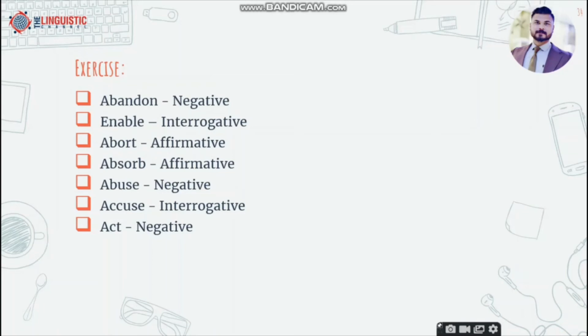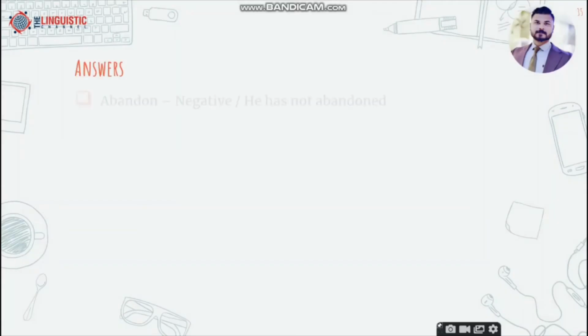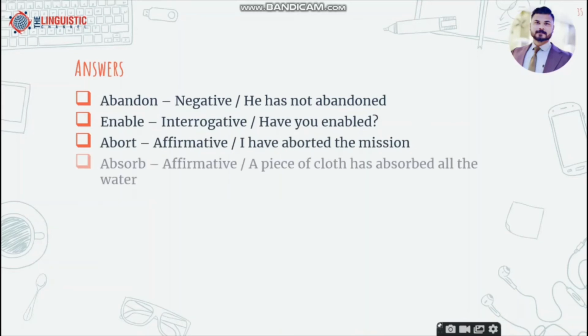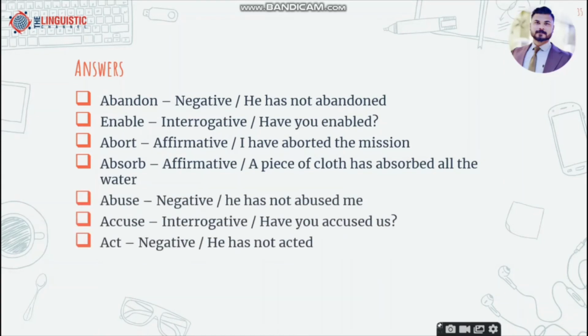Okay, now I think you have successfully made all the tenses. So let's check them. I asked you to make the negative of abundant. So you see here, he has not abundant, right? Next, enable, interrogative: have you enabled? You can put any object in it as you like. Actually, it's just an example, so I didn't add an object. Abort: I have aborted the mission. Absorb: a piece of cloth has absorbed all the water, and so on. You can check your answers.